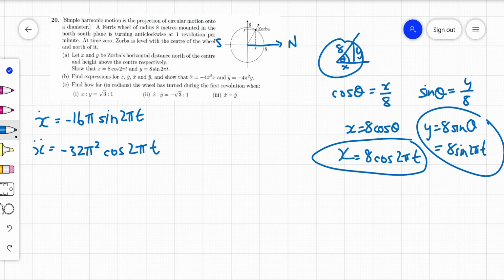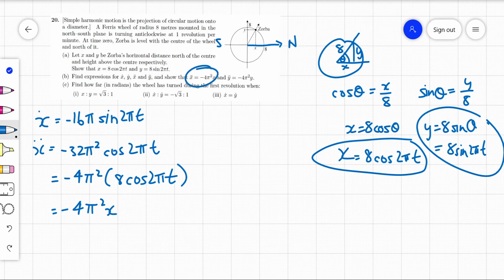All right, so we want to put x back inside there. So remember x is 8 cos, so I'm going to put a minus 4 pi squared out the front. So factorise by that, that will give me the 8 cos 2 pi t that I'm looking for, because that's x. So I get minus 4 pi squared x, which is that equation we're looking for.